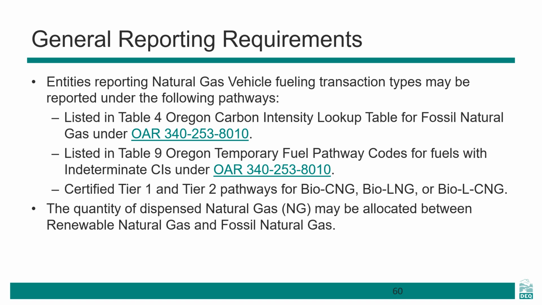Entities reporting transactions related to natural gas vehicles must select appropriate CI values for their reporting, which for fossil natural gas are contained in Table 4 of our lookup table in OAR 340-253-8010. Renewable natural gas can be reported into several pathways that have been certified as either Tier 1 or Tier 2 pathways, or potentially for a new fuel producer are in the temporary fuel pathway code table. And then the quantity of dispensed natural gas can be allocated between renewable natural gas and fossil natural gas.